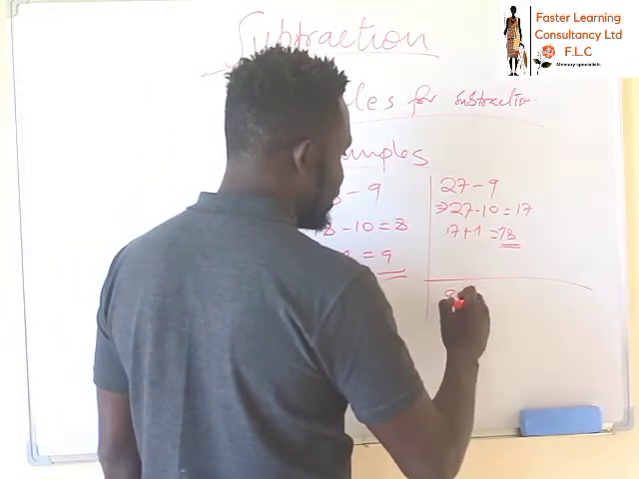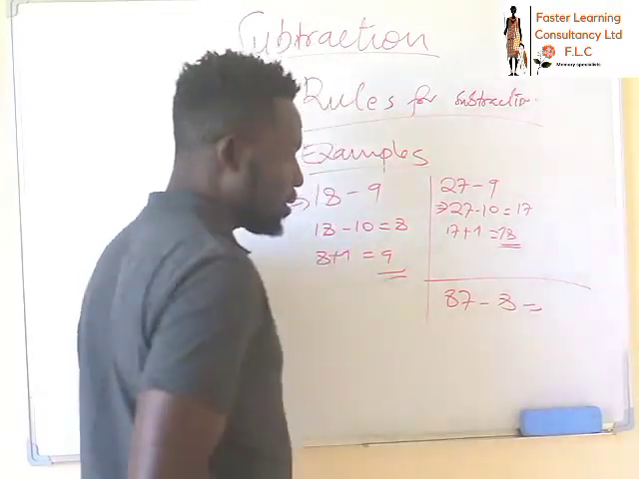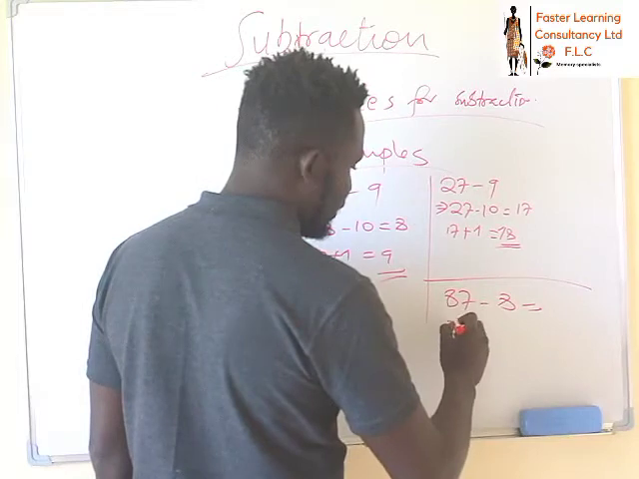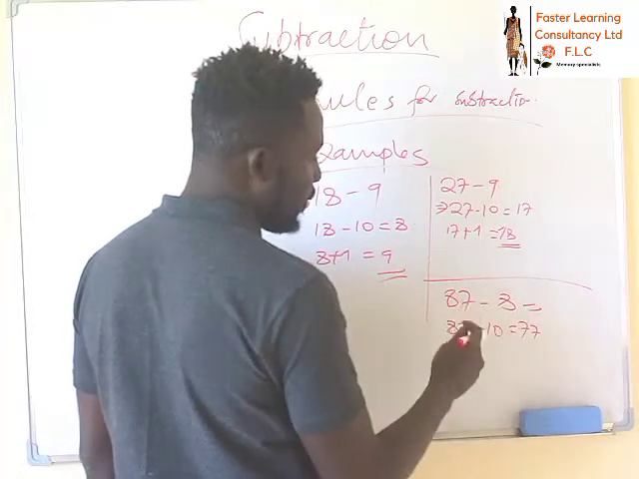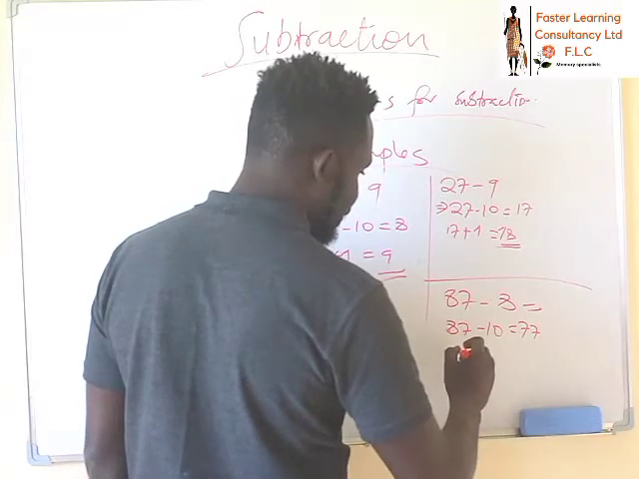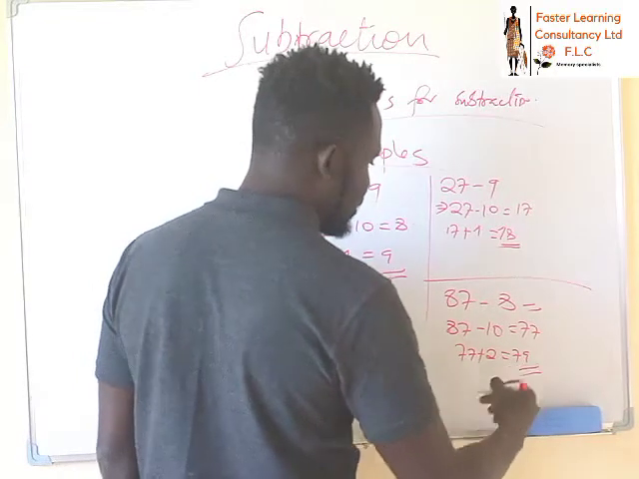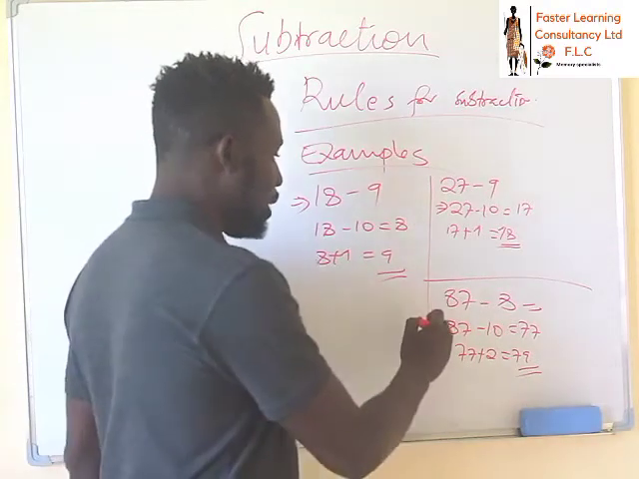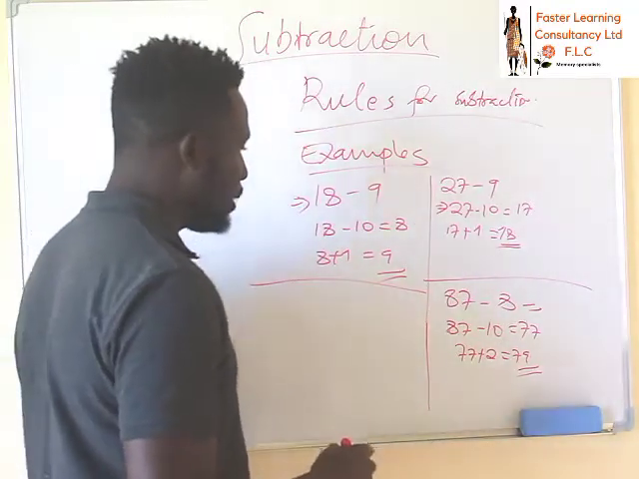How about if you have 87 minus 8? What's the answer? In this case we say 87 minus 10, which gives us 77. But we know that the difference between 10 and 8 is 2. So we say 77 plus 2, and we have 79 as our answer. Like I said, this is a way to mentally subtract numbers in your head, and everything goes very quickly and faster.